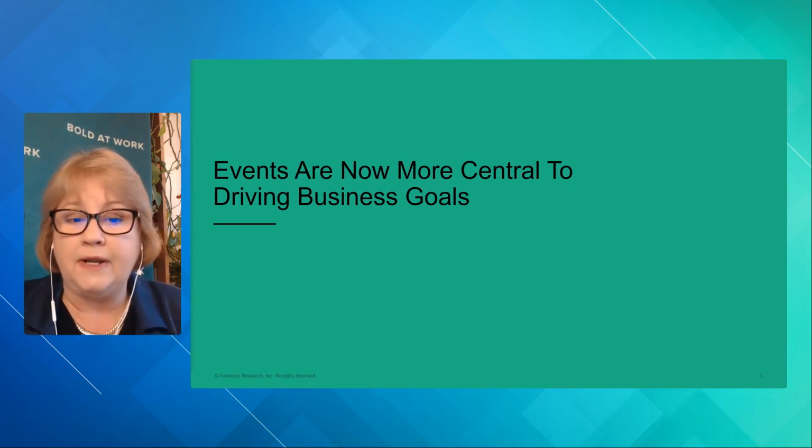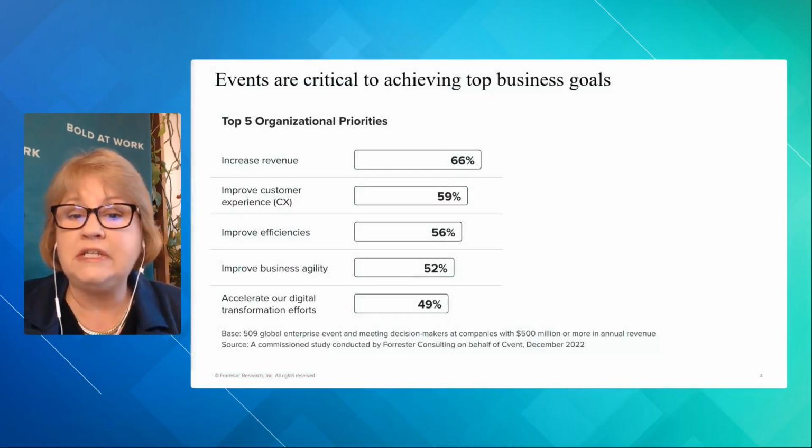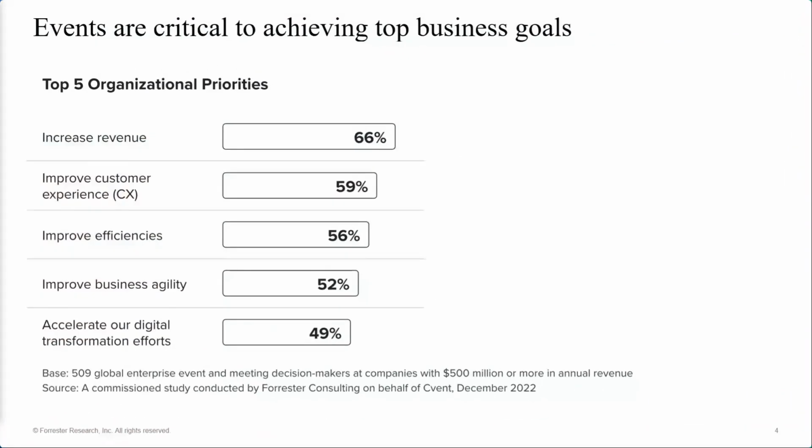And so we started out on the next slide by asking them about their 2023 priorities as a company. No surprise that increased revenue came out at the top at 66%. Second was improving customer experience. And we find this very interesting because this is totally consistent with other research that Forrester does. In fact, in some of our studies, customer experience is ahead of increased revenue right now. This was followed by efficiencies, business agility, and accelerating our digital transformation efforts. Almost 50% said that this is an important organizational priority.